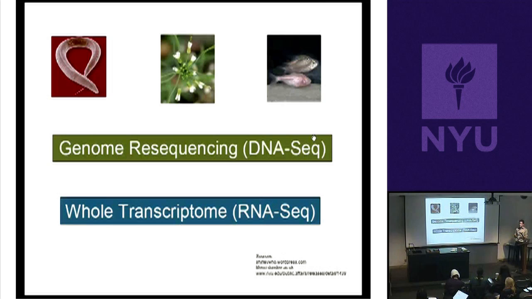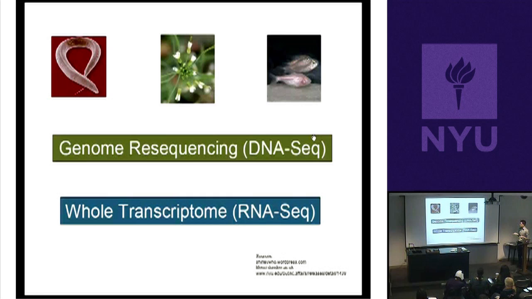Here we work on a bunch of different organisms. We do some human work, we do some mouse work, and we do a lot of work with model organisms: Drosophila, C. elegans, Arabidopsis, which is a relative of the mustard plant, and even cavefish. Two of the applications that we can use the machine for, that I'd like to go over briefly, are genome resequencing and whole transcriptome sequencing.